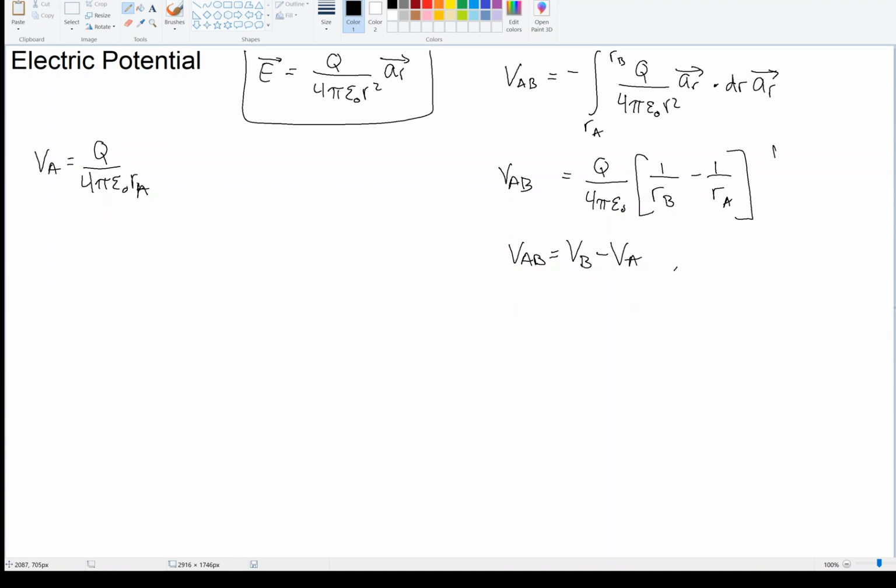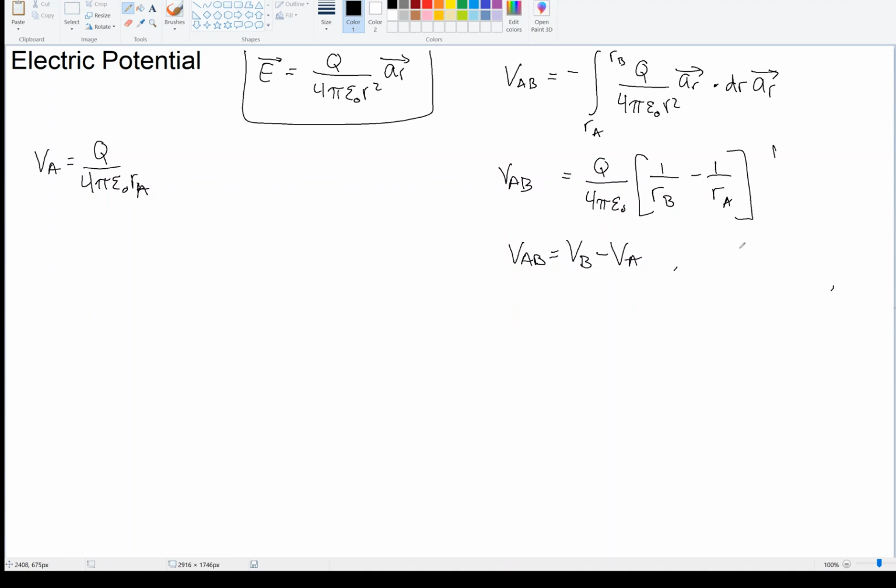Only at infinity is the potential absolutely 0, because if I plug in a radius of infinity, then 1 over infinity is 0. But anything else, I have a finite potential. So you see, the potential difference here is relative. The potential at B is relative to A, and so forth. So sometimes we set this reference point at infinity because the potential is absolutely 0 there.